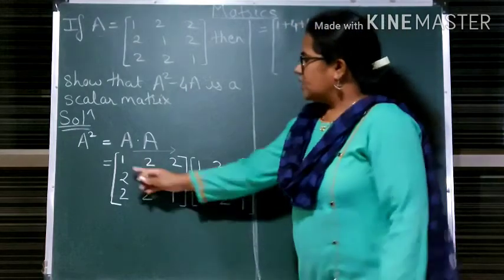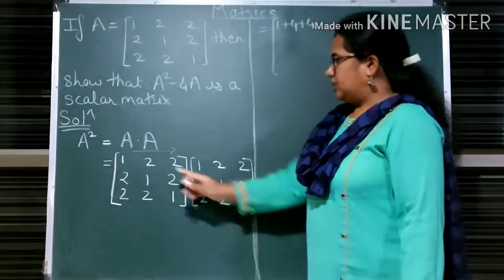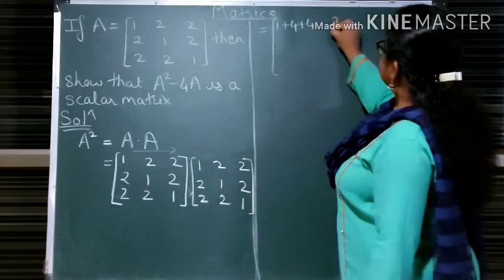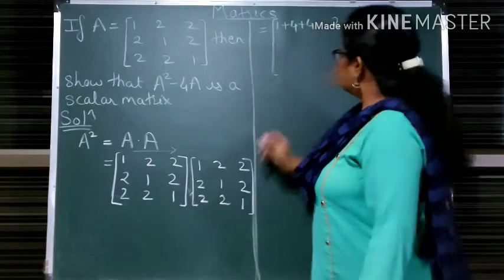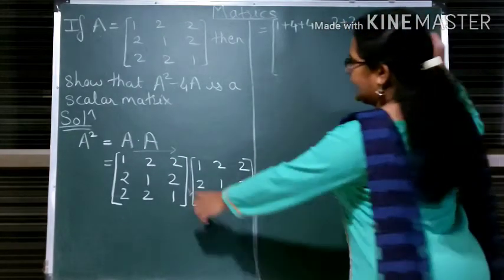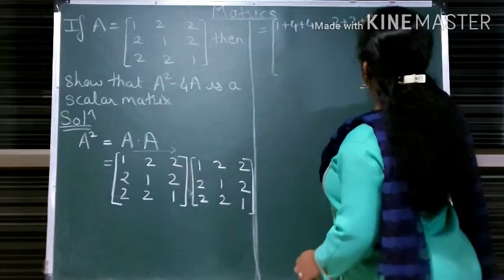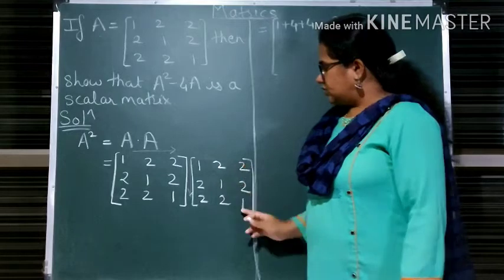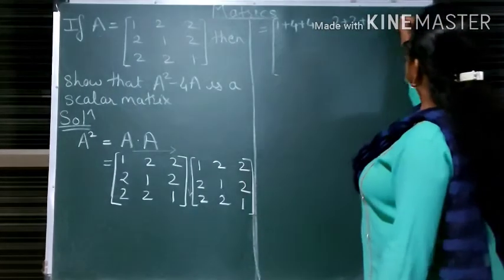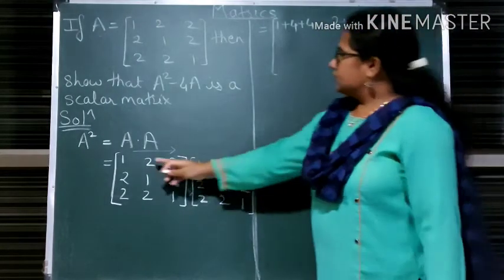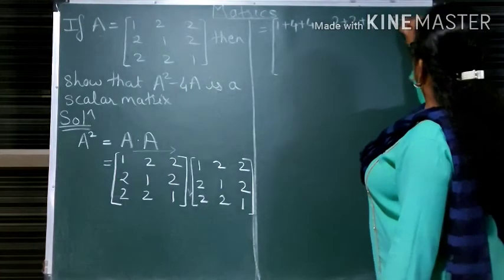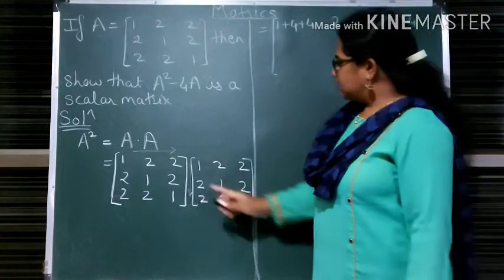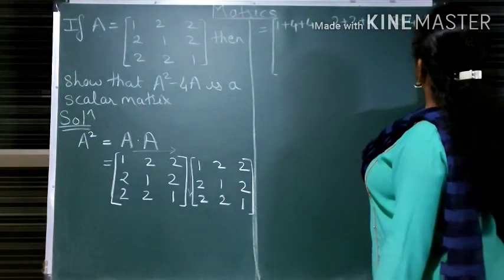Okay. Now first row, second column. 1 into 2 is 2, 2 into 1 is 2 and 2 into 2 is 4. Okay. Now first row, third column. 1 into 2 is 2, 2 into 2 is 4 and 2 into 1 is 2.